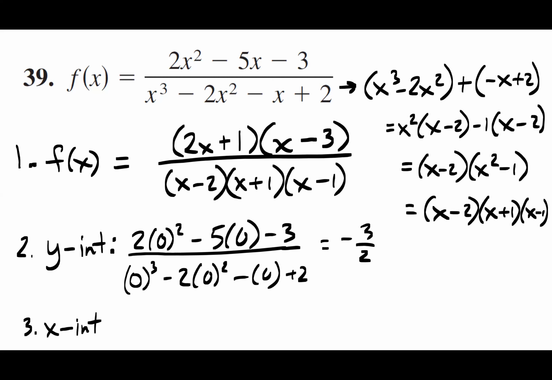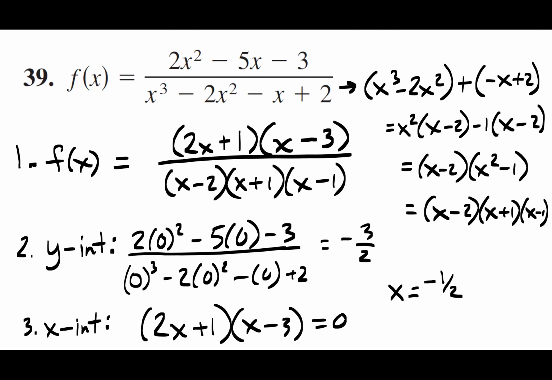The x-intercept, we're going to take the stuff in the numerator and set those equal to 0. And so with a little bit of work, if you set 2x plus 1 equal to 0, you're going to get yourself an x equals -1/2. If you set x minus 3 equal to 0, you're going to get yourself a 3. So we got 2 x-intercepts and a y-intercept. So I have 3 points along this guy. All right, not done yet.